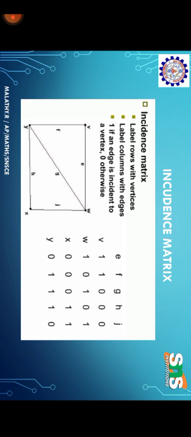So we can write: V to E is there, V to F is there, V to G not there, V to H not there, V to J not there. Not there means we give zeros. If they are incident with the vertex, we give 1. Likewise we have to complete this incidence matrix, that is vertex versus edges.